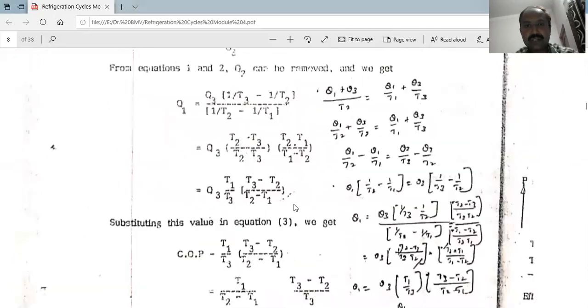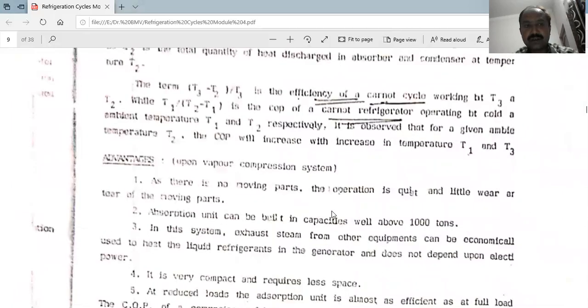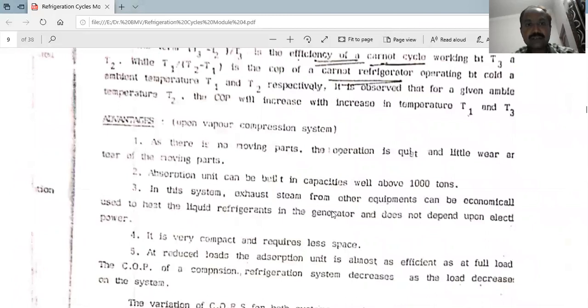All of you can practice these things one by one, it is just simple mathematics. All of you can once again practice and get the derivation of the vapor absorption refrigeration system. Okay, here, what are the advantages of the vapor absorption refrigeration system?